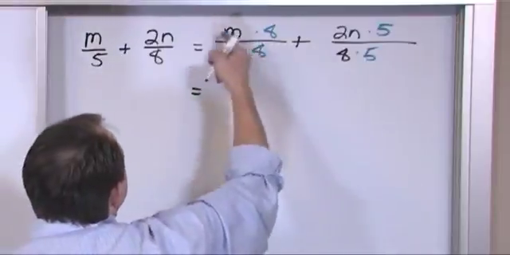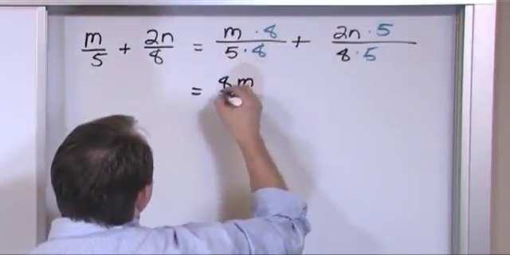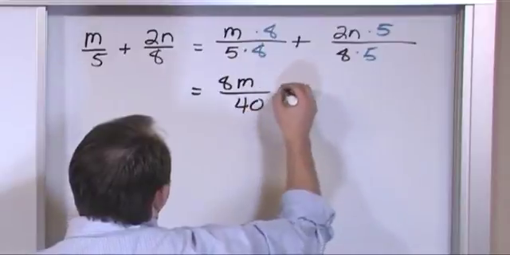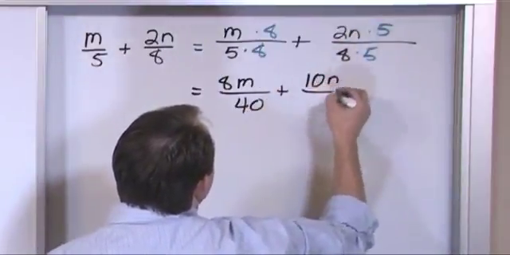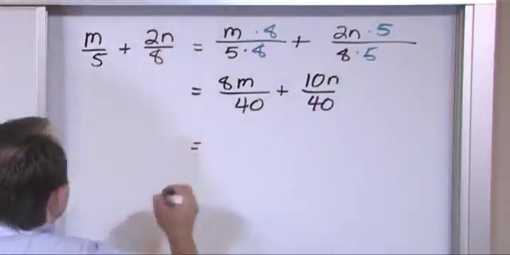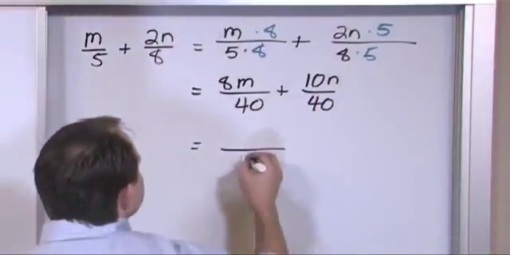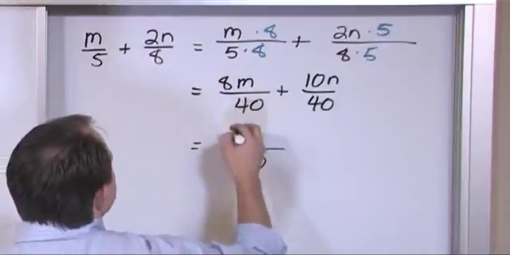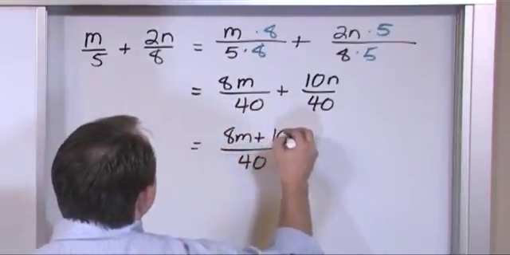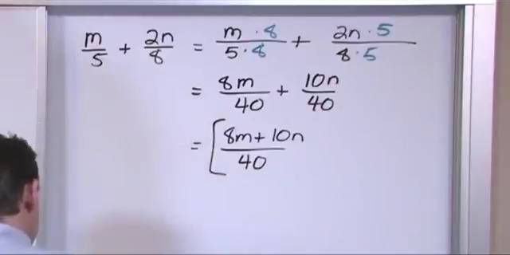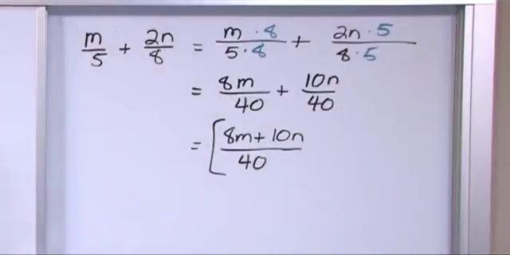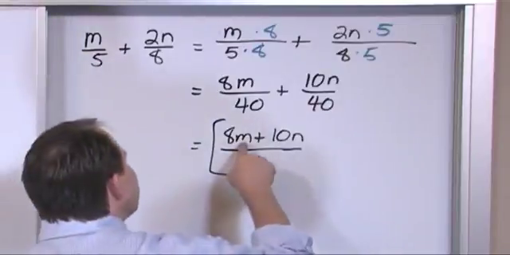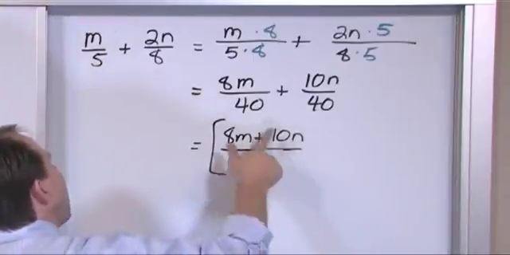So here I'll have m times 8, just write it as 8m over 40, plus 2 times 5 is 10, 10n over 40. And our denominators are now the same, so we're going to keep them the same in our answer. 8m plus 10n. And again, we haven't gotten a lot into adding algebra expressions like this, but just as a preview for you, as we're going to get into this a little bit later, you can think of m and n, they're totally different things, so you can't really add this anymore.